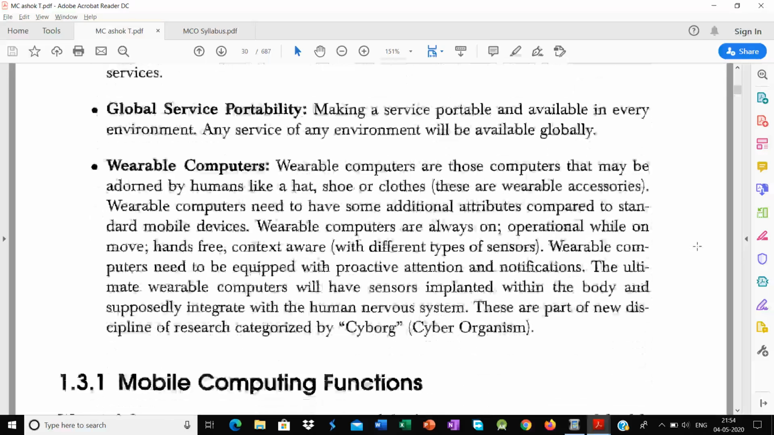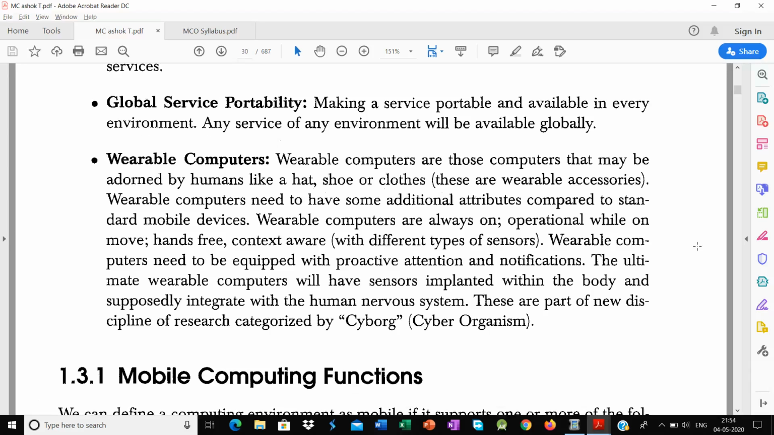Wearable computers, that means the systems which are wearable, like watches, clothes, and accessories that we can carry, our bags and so on, context free, hands free, sensors. So these are the various wearable computer systems. And this is also one kind of research discipline that is called the cyborg.